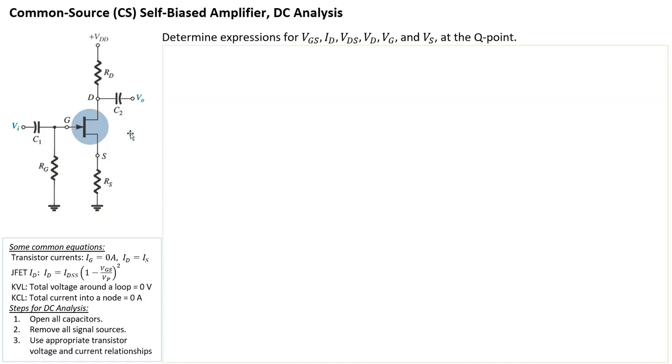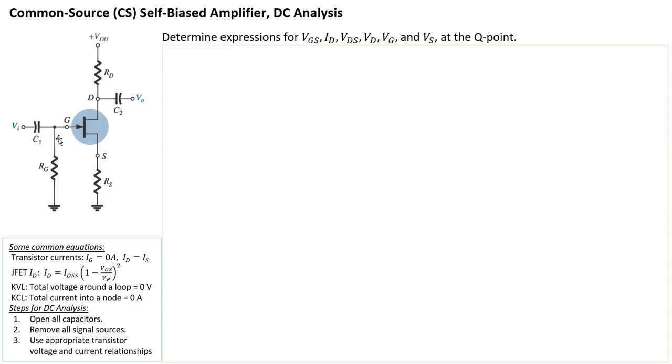As usual, whenever we're doing a DC analysis, we have to do a few steps. The first one is to open all capacitors, because the impedance of capacitors at 0 hertz, at DC, is infinite. Why? The impedance of a capacitor is 1 over j omega C, and omega is 2 pi f, and f is 0 hertz. So 1 over j omega C becomes 1 over 0, which is infinite impedance.